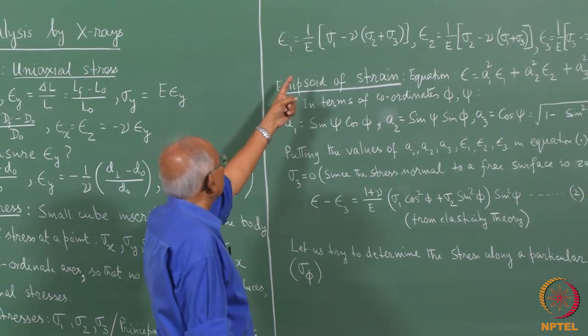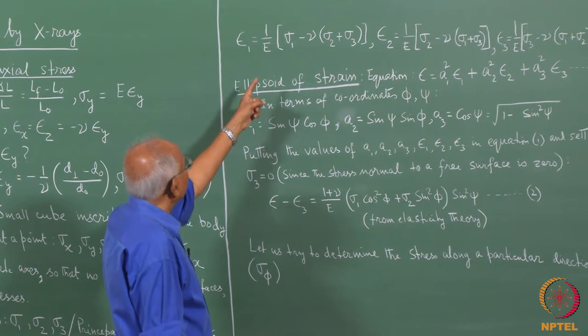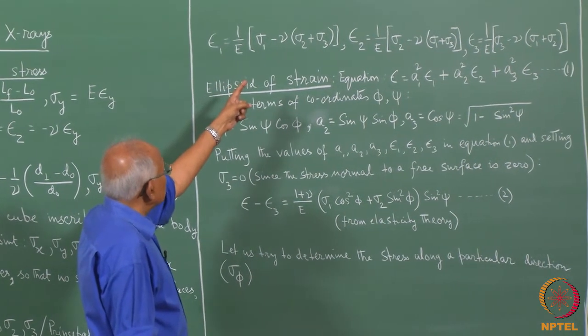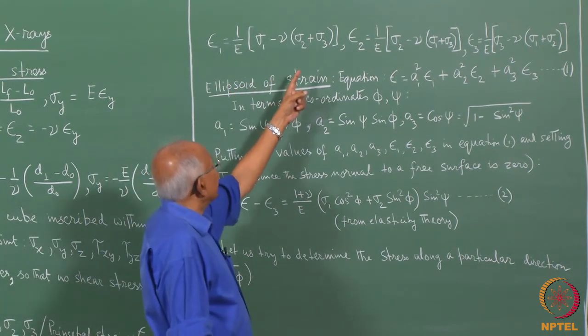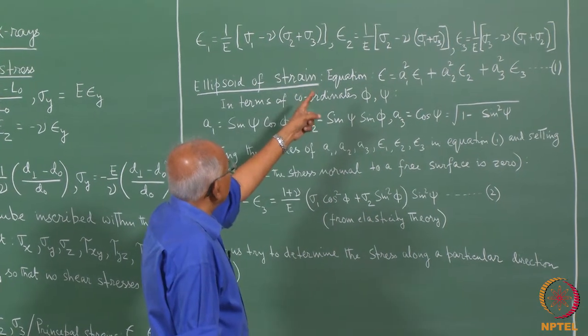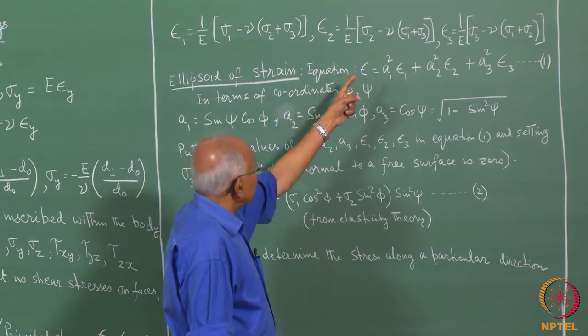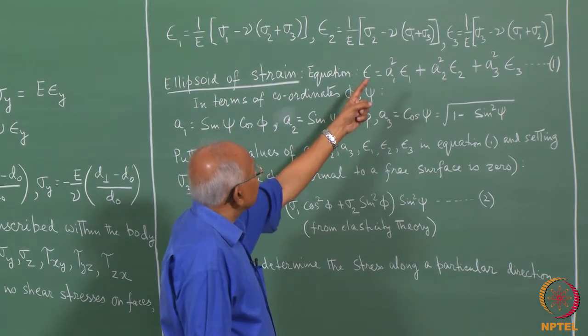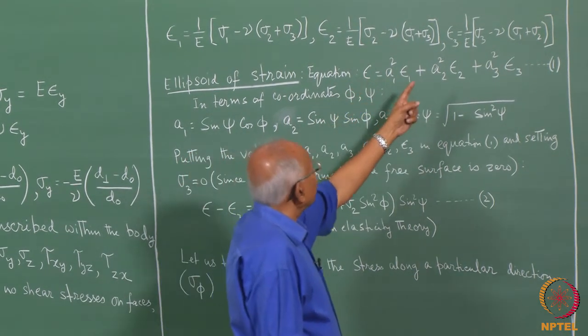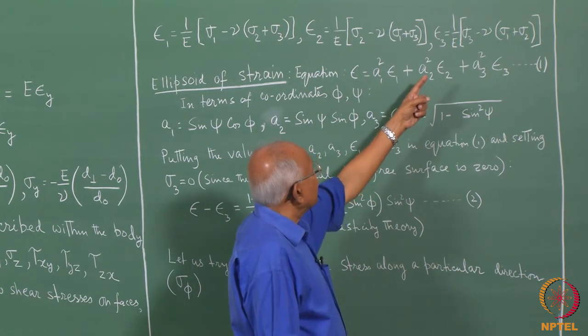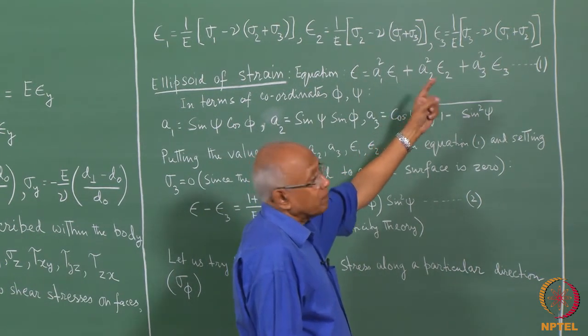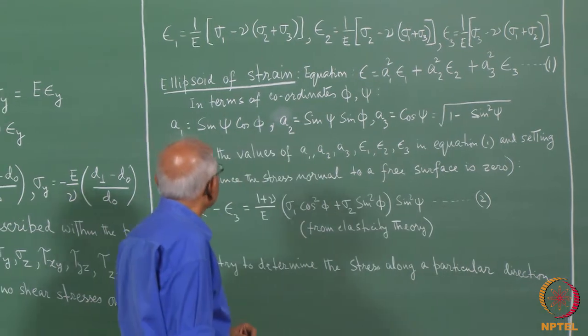So, epsilon 1 will be 1 by E, the Young's modulus, sigma 1 minus nu, Poisson's ratio, into sigma 2 plus sigma 3. Epsilon 2 will be 1 upon E, sigma 2 minus nu into sigma 1 plus sigma 3, and epsilon 3 will be 1 upon E, sigma 3 minus nu into sigma 1 plus sigma 2.